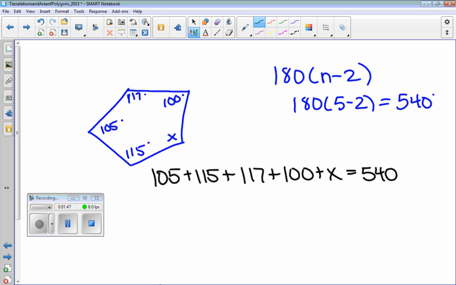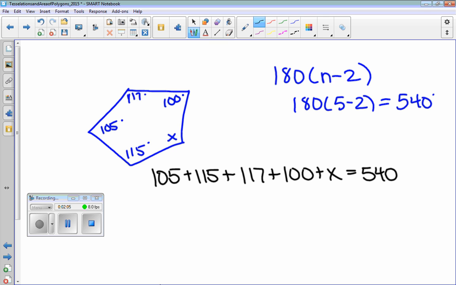Now, some of you might not have written that whole thing out, and you might have just added them all up first. That's fine, and then subtracted from 540. The reason I continue to do it this way is because sometimes, and I have seen it on the SOL, the angles are all in terms of x, so you would have to write a big equation.